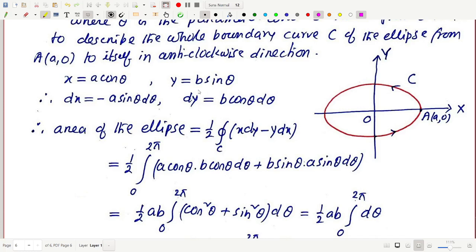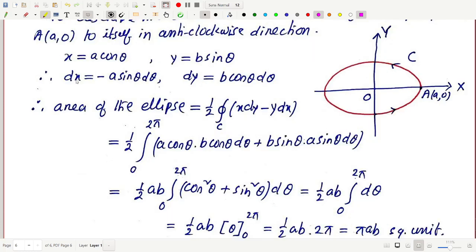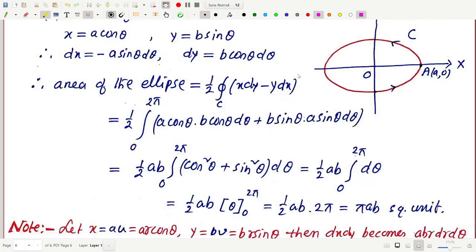x is a cos theta, y is b sin theta, dx is minus a sin theta d theta, since the derivative of cos theta is minus sin theta and the derivative of sin theta is cos theta, so dy is b cos theta d theta. Therefore the area of the ellipse: we know the area of a closed curve is given by half the line integral of x dy minus y dx over the curve c.